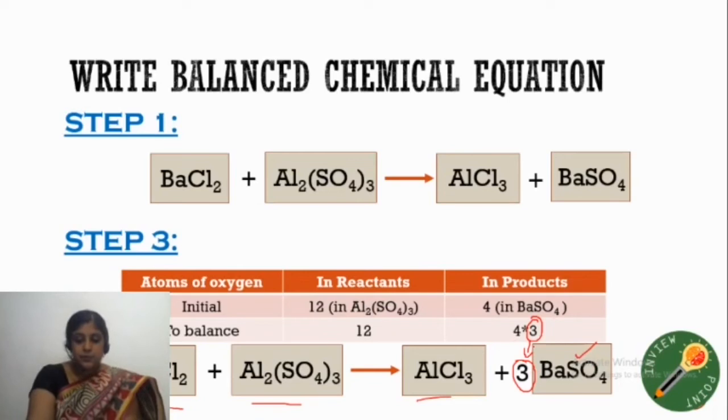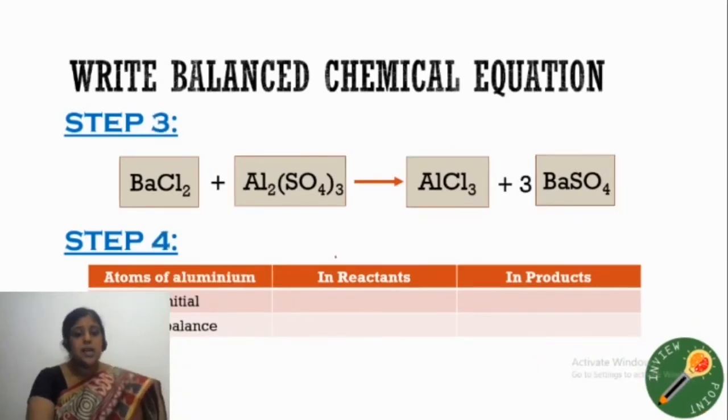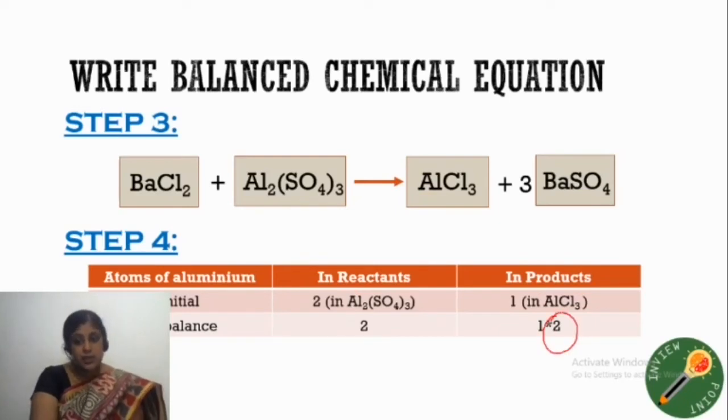Okay, then what is the next step? Consider the aluminium atom. What is the number of aluminium atoms in the reactant side? It is Al2, so 2 atoms are present. In the product side it is Al, so one aluminium atom is present. So in order to make it equal, what do we do? We multiply the product side with the value 2, right? So now the number of aluminium atoms in the reactant side and product side is how much? 2, right?